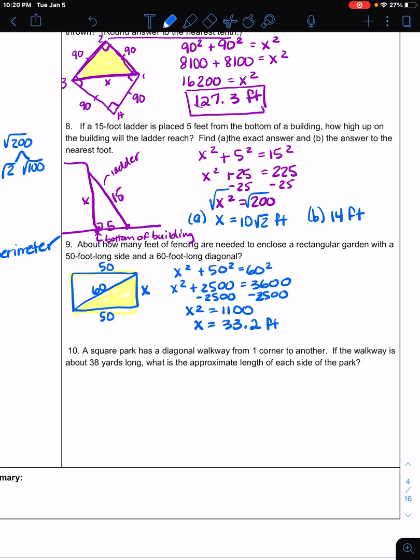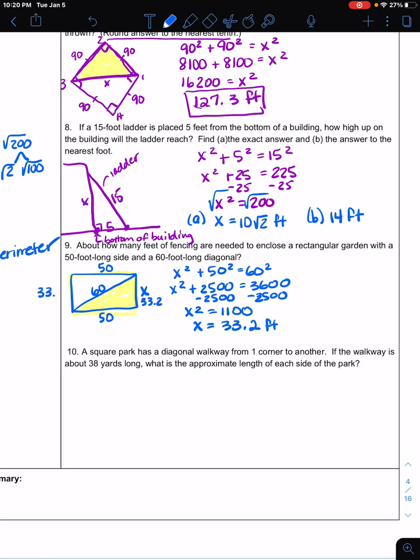Now, be careful. That does not answer the question. That means this is 33.2 feet. That's not what I asked for. I asked for the distance all the way around. So if I add up, then I need to take 50 plus 50 plus 33.2 plus 33.2. So I've got 50 and 50 is 100. 33 and 33 is 66. So I have 166.4 feet of fencing. That's how many feet I need. Approximately, because there were a lot of decimals I cut off.